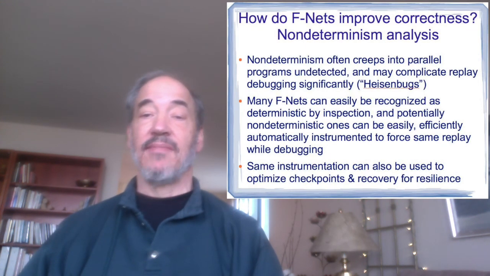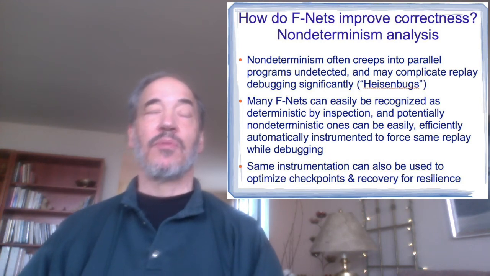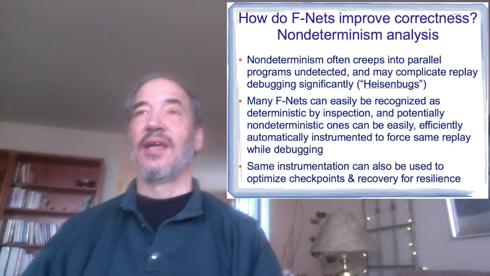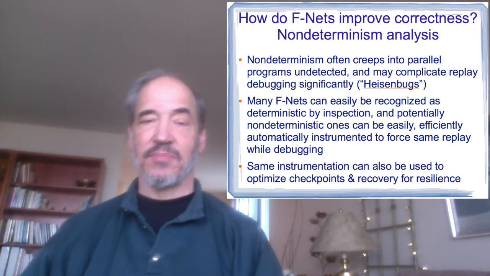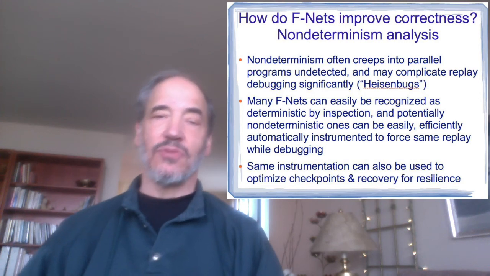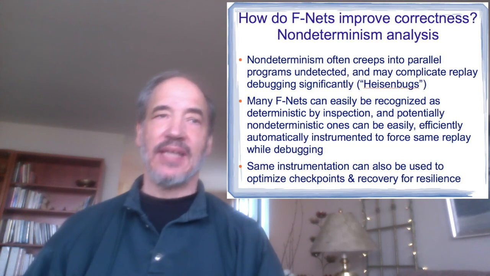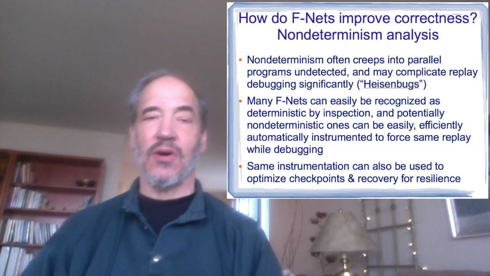Non-determinism often creeps into other parallel programs undetected and may significantly complicate replay for debugging. That is, your program may not work this time, and then you may start up the debugger and suddenly it works every time, and then you turn off the debugger and it stops working again. Sometimes those are called Heisenbugs, after the Heisenberg uncertainty principle. So just adding tracing or just adding checkpointing to your program may change whether it works correctly, and it may come and go.